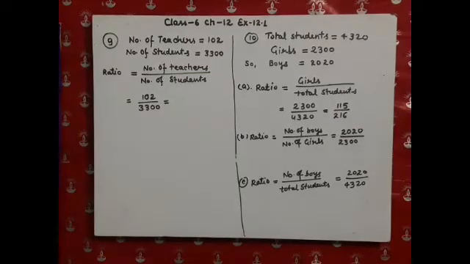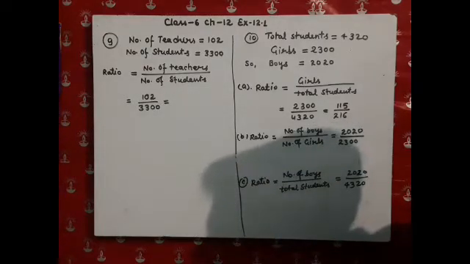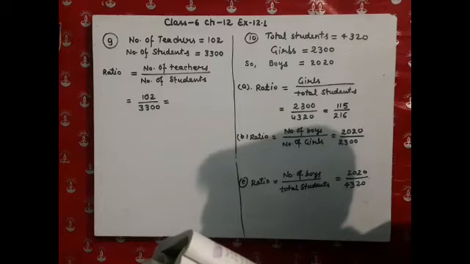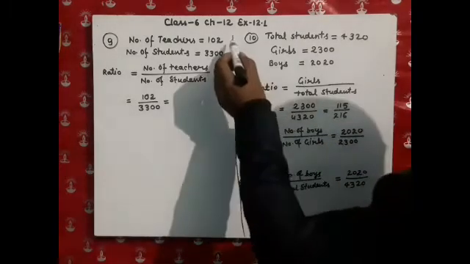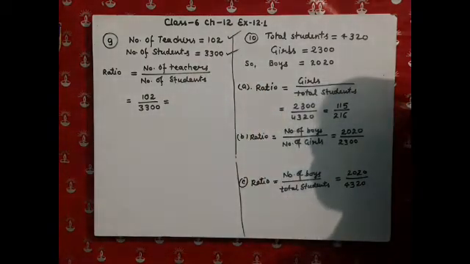So question number 9 is written on the board. The question says there are 102 teachers in a school. It's a simple question, and 3,300 students. That means total students are 3,300 and teachers are 102. So the number of teachers is given as 102 and the total number of students is 3,300.